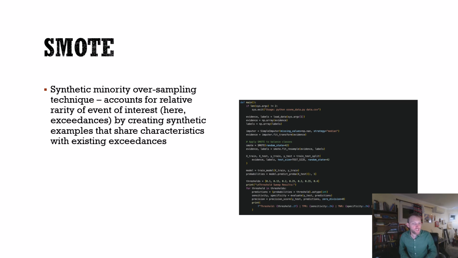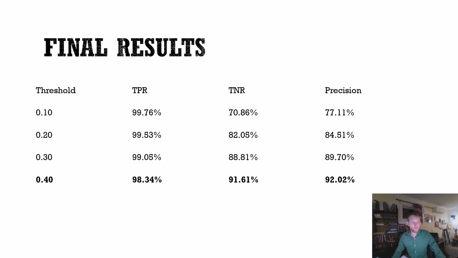Synthetic minority oversampling basically accounts for the relative rarity of the event of interest, here the exceedances, by creating synthetic examples that have similar characteristics. So it basically expands the data set so it's not quite as infrequent.